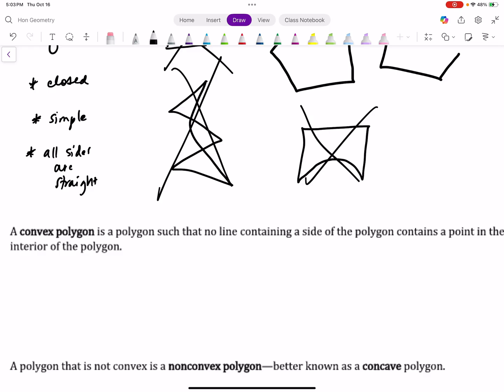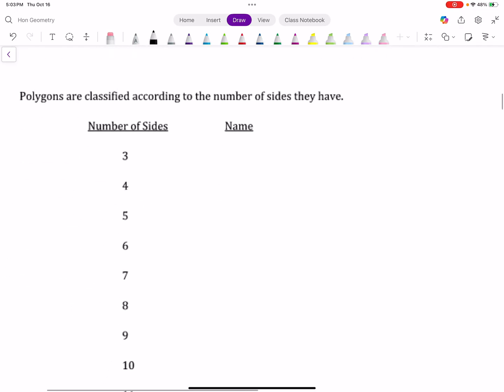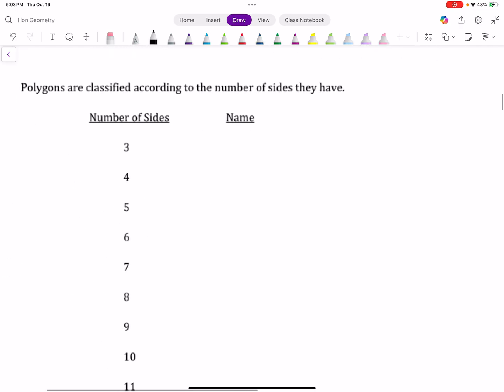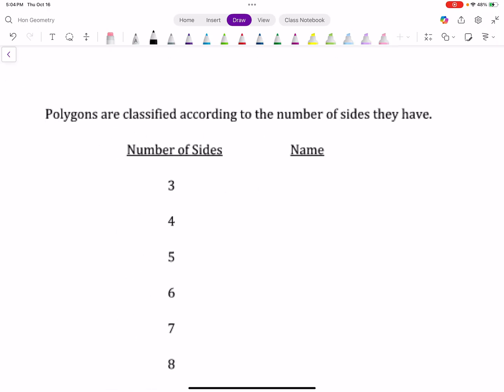Where are these in my notes? I was going to say, let's just go ahead and we're going to come back to this. But going over to the next page where it says polygons are classified according to the number of sides they have, just to make sure that you know what I'm talking about. If it has 3 sides, a 3-sided polygon, that's a triangle. A 4-sided polygon, we call those quadrilaterals. A 5-sided polygon, you got it, it's a pentagon. A 6-sided polygon is a hexagon.